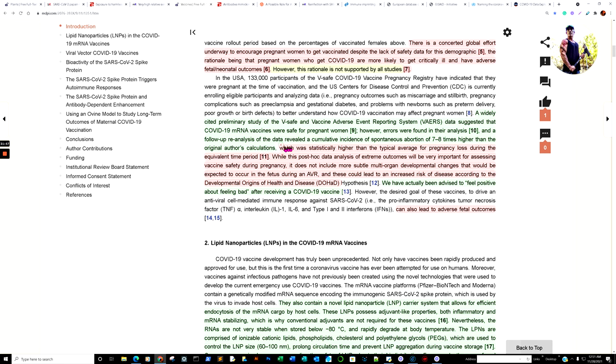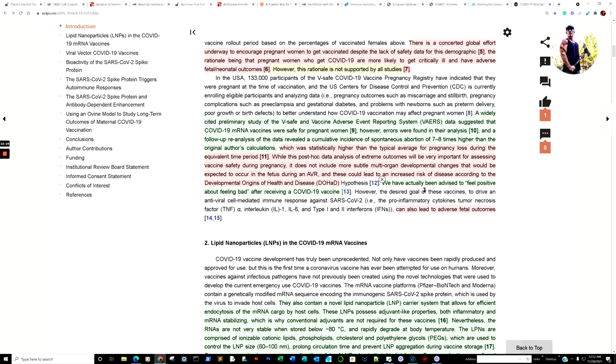In a follow-up reanalysis, the data revealed a cumulative incidence of spontaneous abortion 7 to 8 times higher than the original author's calculation, which was statistically higher than the typical average for pregnancy loss during this equivalent time period. While this post-hoc data analysis of extreme outcomes would be important for assessing vaccine safety during pregnancy, it does not include more subtle multi-organ developmental changes that would be expected to occur in the fetus during an AVR, and these could lead to an increased risk of disease according to the developmental origins of health and disease, the DOHaD hypothesis.